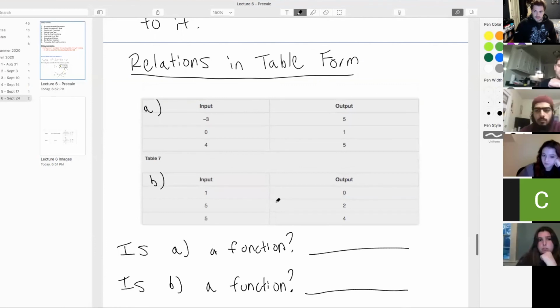I'm going to say table A is a function. Yes, that is correct. So why is table A a function? Because table A has unique outputs for each input. Yes, exactly. Each input is just going to one output. Very good. And how about B?